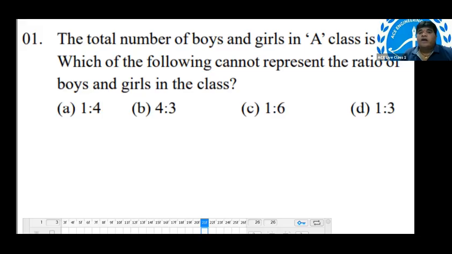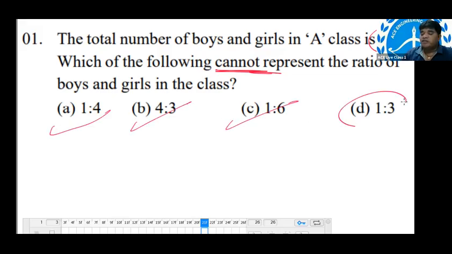The total number of boys and girls in a class is 70. Which of the following cannot represent the ratio? Cannot represent means we need a total of 70. 1:4 means 70 is possible. Right answer. 4:3 possible. 1:3 not possible for 70.